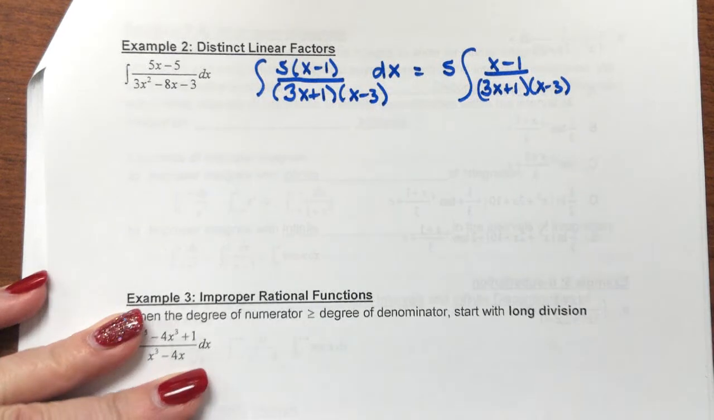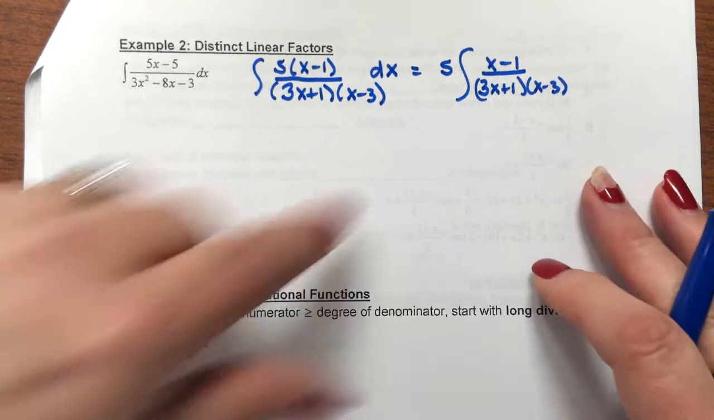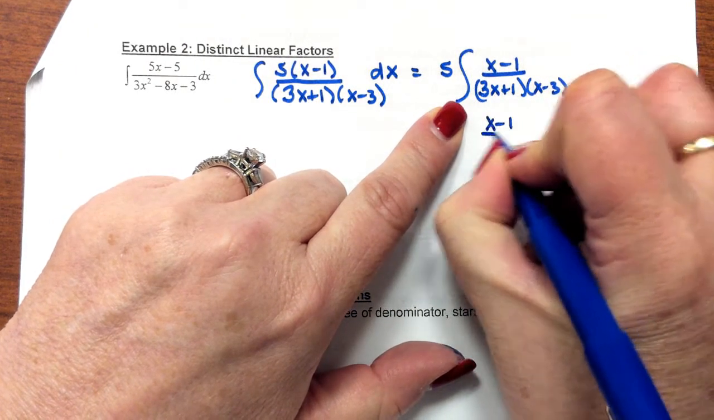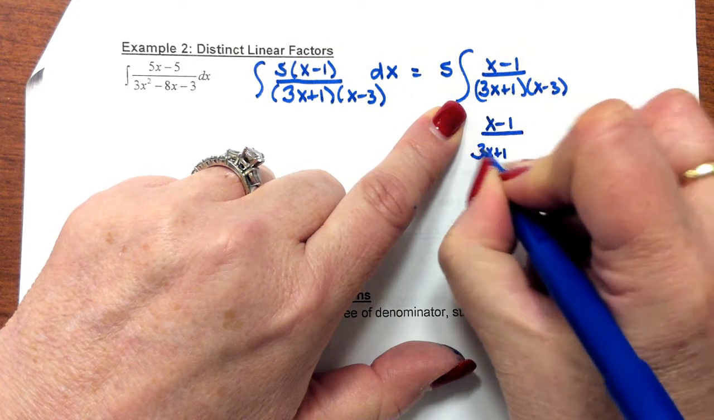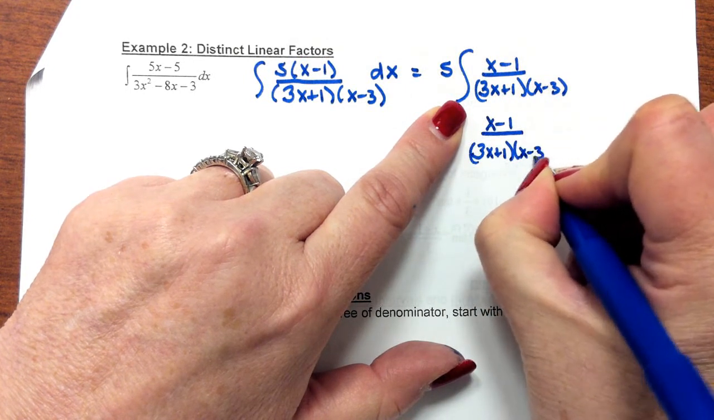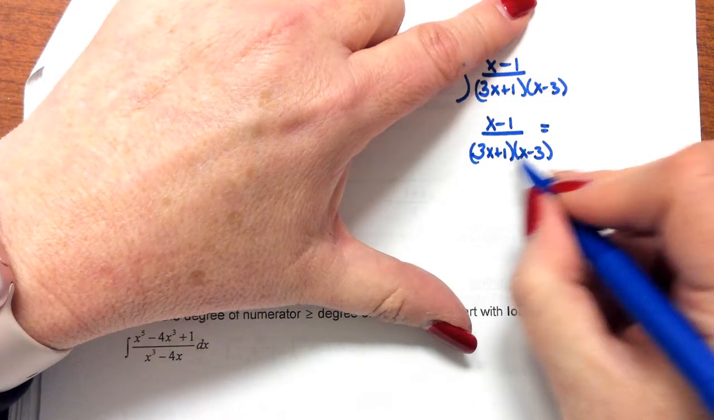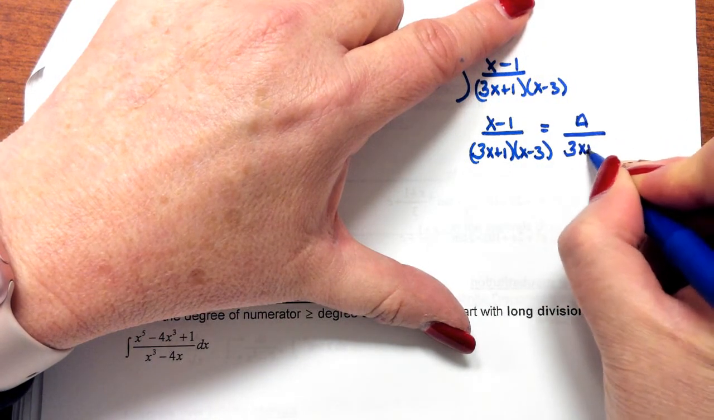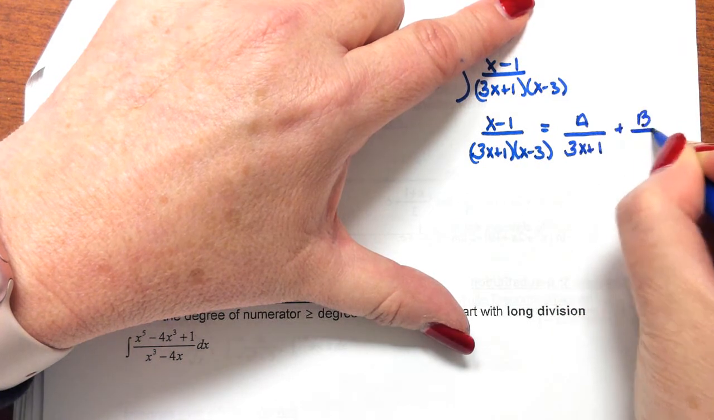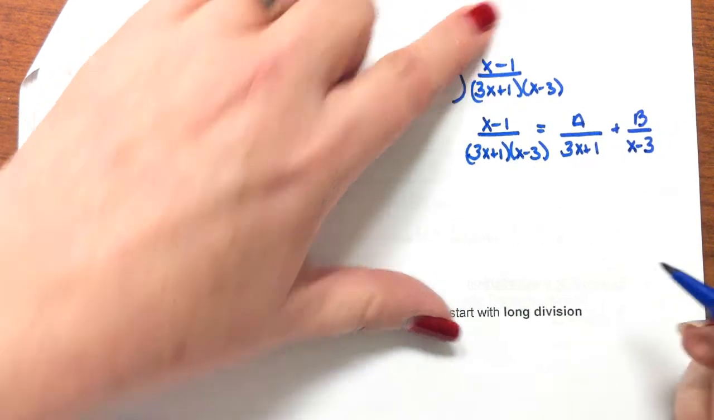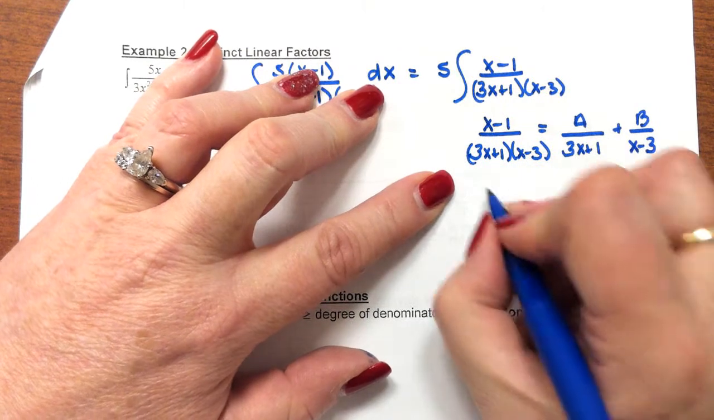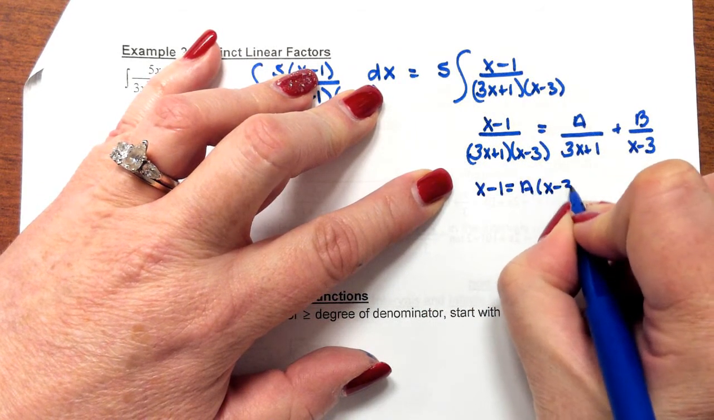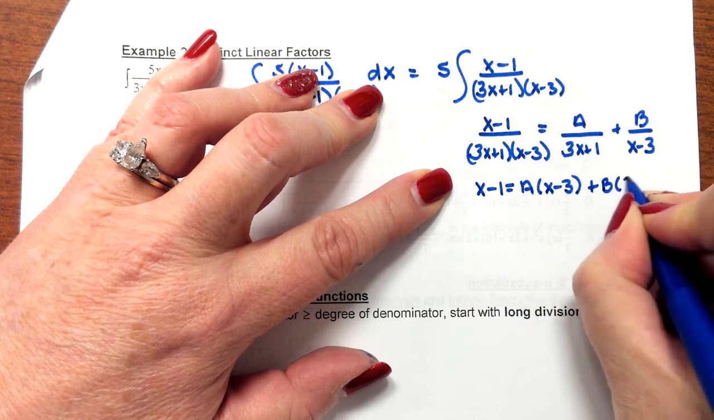So continue on with example 2. Now I'm going to do my partial fraction decomposition to split up this larger fraction. (x minus 1) over (3x plus 1)(x minus 3) is equal to, again, both factors are linear, so I'm going to have an A on the top of the first fraction, and a B on the top of the second fraction. And again, if I multiply everything by the LCD, I have x minus 1 is equal to A times (x minus 3) plus B times (3x plus 1).